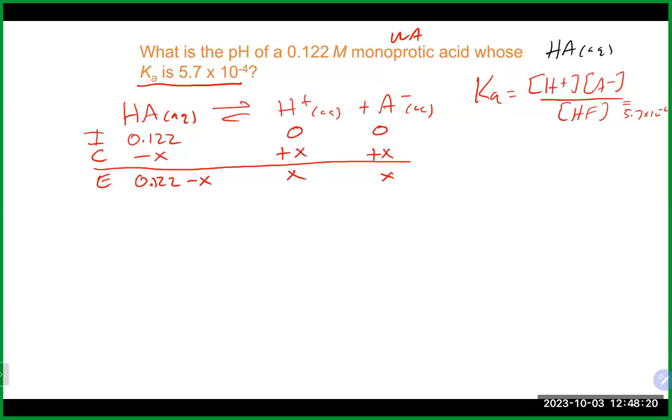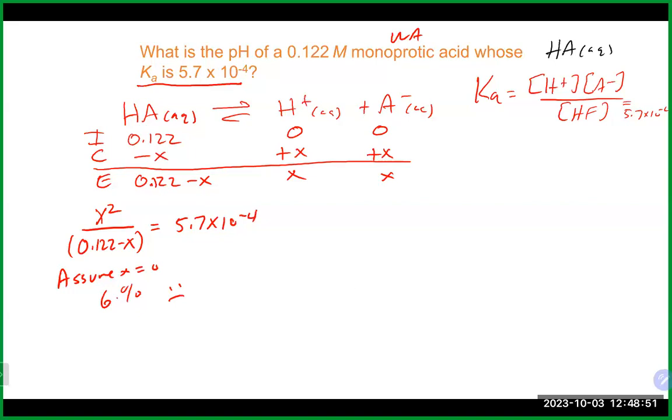So now we're going to take our equilibrium line and put it into our expression. That's going to give us X squared divided by 0.122 minus X is equal to 5.7 times 10 to the minus 4. We could assume X is equal to 0 here as our K value is small. Good or bad? If you didn't check, it's actually bad. It's like 6-ish percent or so, which means not so good.